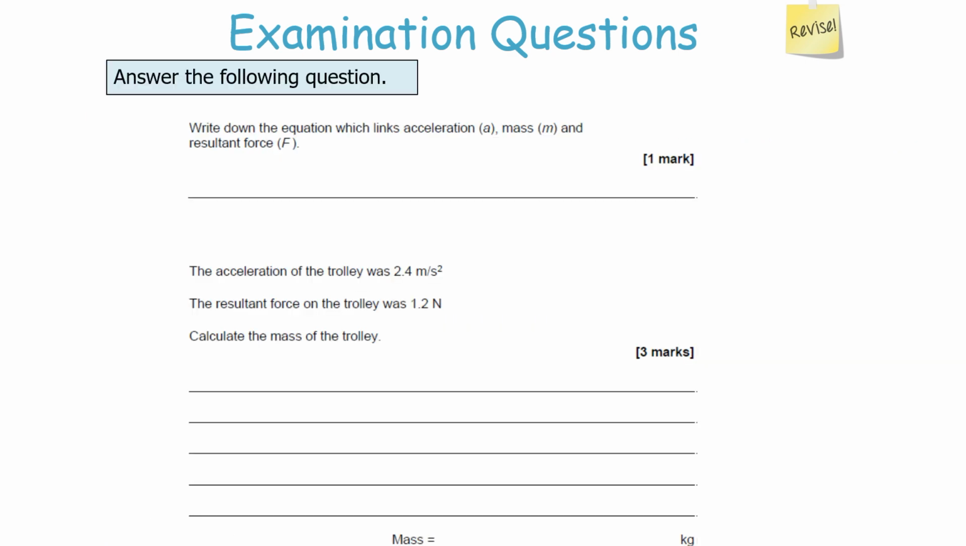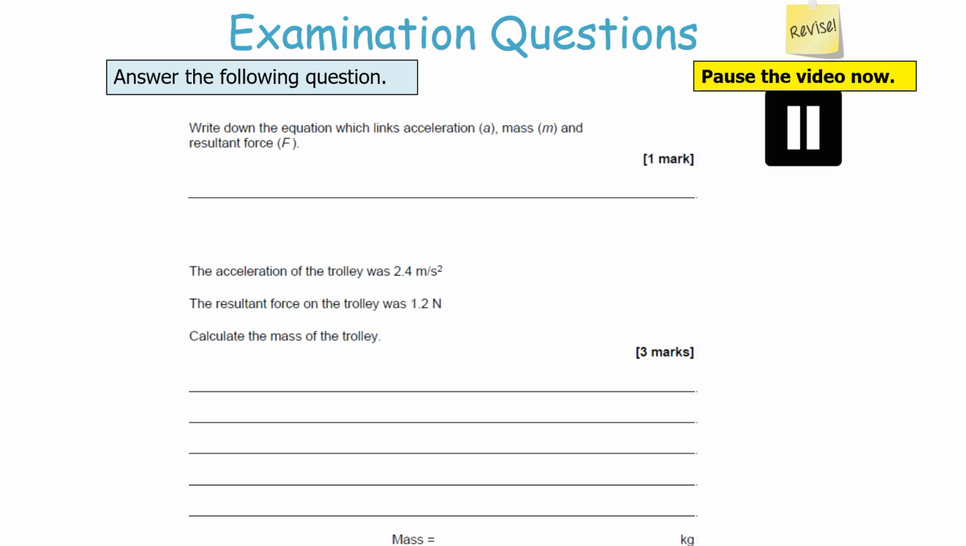The next question says, write down the equation which links acceleration, mass and force. And then, the acceleration of the trolley was 2.4 meters per second squared. The resultant force on the trolley was 1.2 newtons. Calculate the mass of the trolley. So pause the video now, then unpause the video when you want to go through your answer.